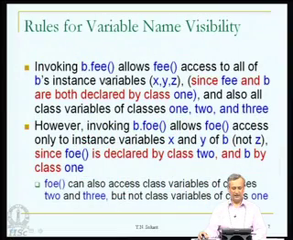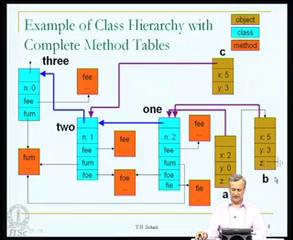Invoking B dot phi allows phi access to all of B's instance variables, all 3 of them: x, y, z. Why? Since phi and B are both declared by class 1. So, see here. So, we call B dot phi. So, this phi will have access to all the variables, that is x, y, z of this particular object. So, B is of type class 1 and phi is redefined right here. So, there is no problem, everything which is declared will be accessible to the method phi.